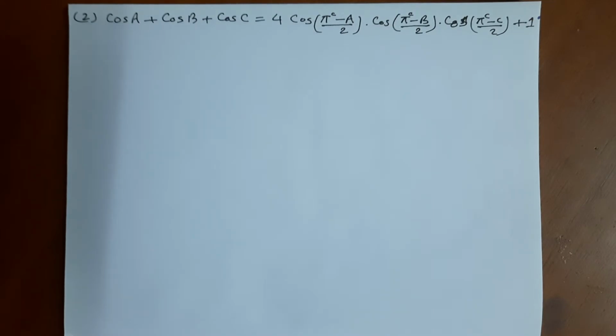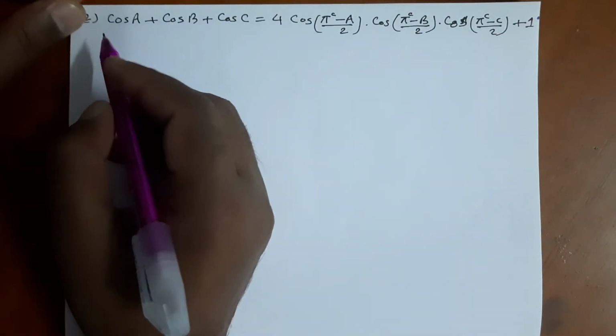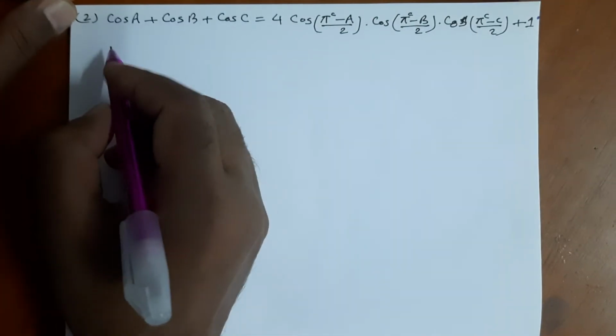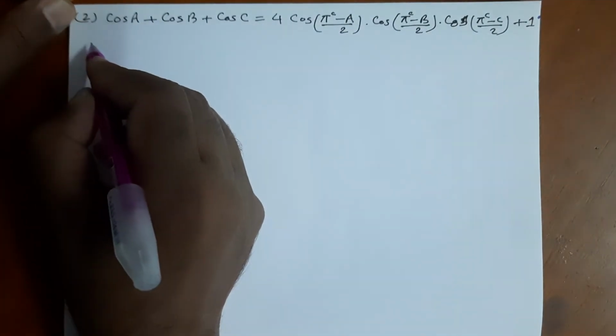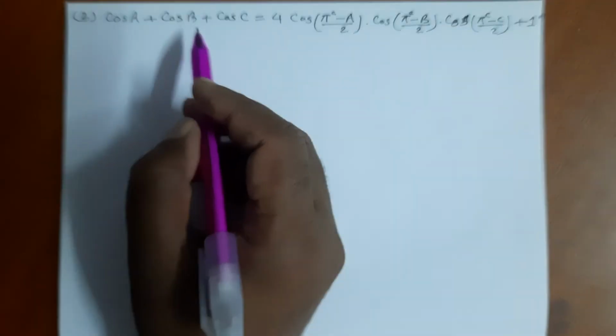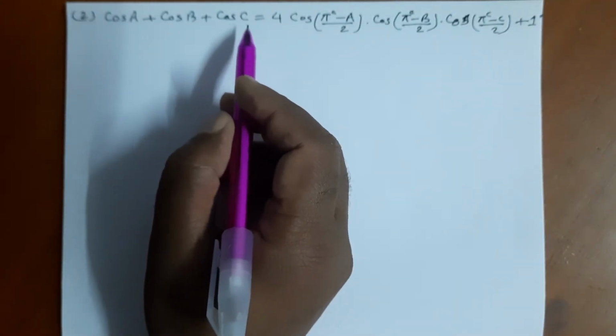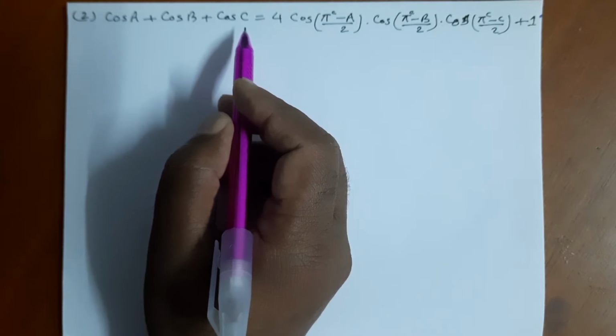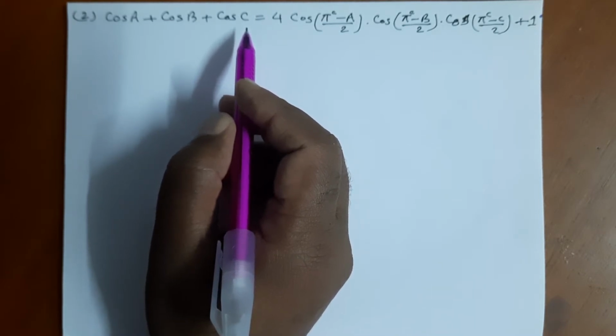The next question is cos a plus cos b plus cos c equals 4 cos (pi minus a)/2 cos (pi minus b)/2 cos (pi minus c)/2 plus 1. And here it is convenient to start from RHS and prove LHS. Here also the condition is the same, a plus b plus c equals 180 degrees. This is also a conditional trigonometrical identity problem, second number.